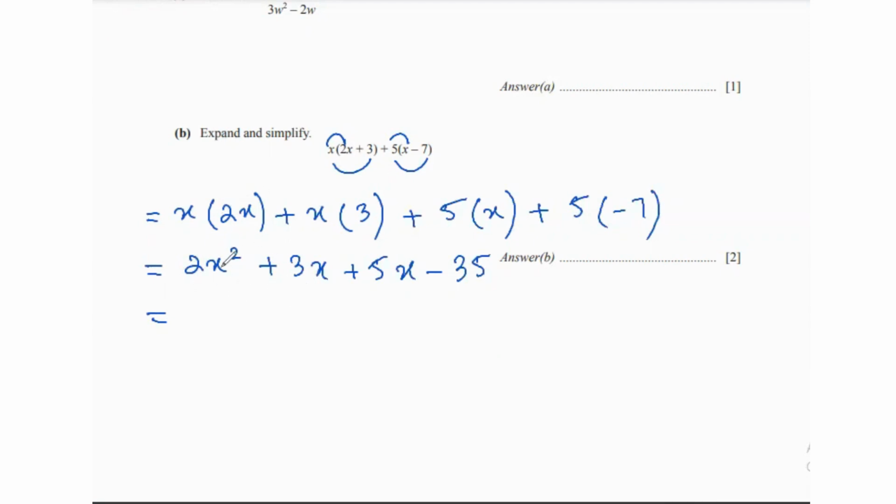So if we look at 2x squared, there is no other x squared term over here, which means 2x squared does not have a like term. So it comes down as it is. Now, 3x and 5x are like terms because, firstly, both have x as the variable, and the highest degree of power for both the x variables is 1. So we can combine 3x and 5x as 8x, and negative 35 is a constant. There is no other constant, so that comes as it is. So 2x squared plus 8x minus 35 would be your final answer.